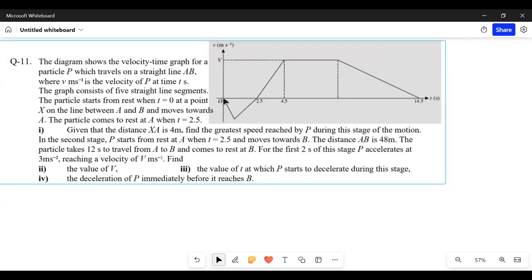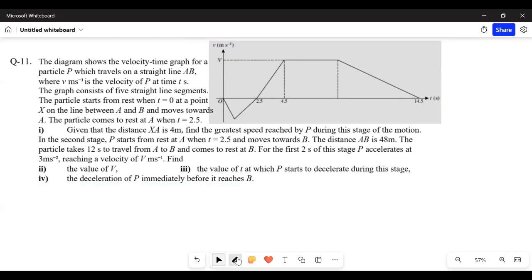We can see that first the particle's velocity increases and then decreases, and at 2.5 its velocity is 0. This is the opposite direction, and the upper graph is the opposite direction. That's why one part of the graph is underneath the x-axis and the other one is over the x-axis. Okay. Given that the distance XA is 4, find the greatest speed reached by P at this stage of the journey. So this part is being discussed. The distance of this is given as 4 and we need its highest speed.